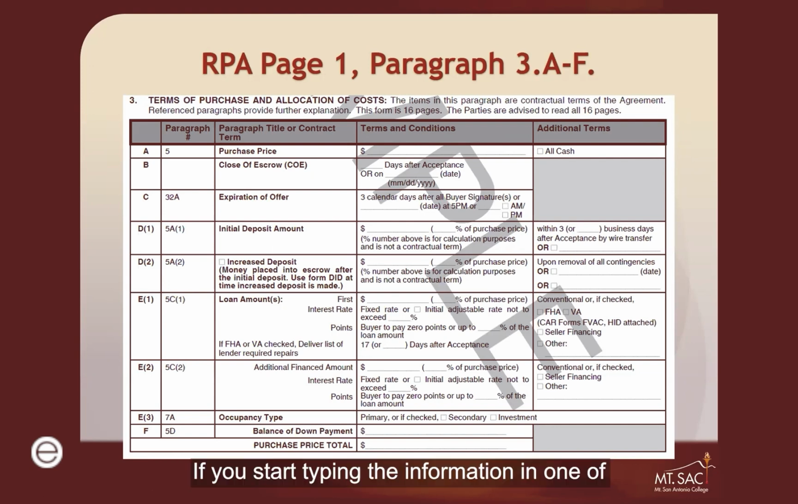If you start typing the information in one of these blanks and you exceed the space, a new addendum will pop up called the TOP. Now that TOP addendum will only be available if you exceed the character space in one of these lines. Even if you go into the Zip Forms library and you look for the TOP, it's not going to be there. It only populates if you exceed a space in these lines, and then all that language is transferred over. Pretty cool, huh? Very interactive form, right?